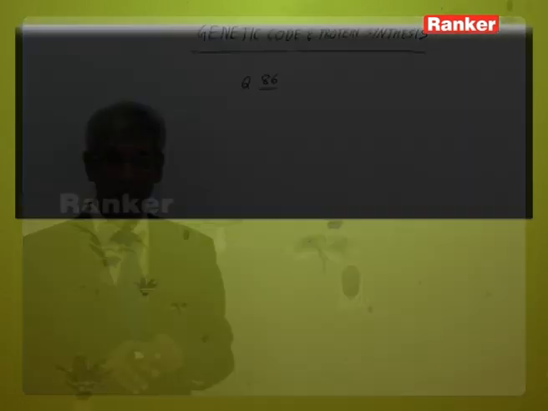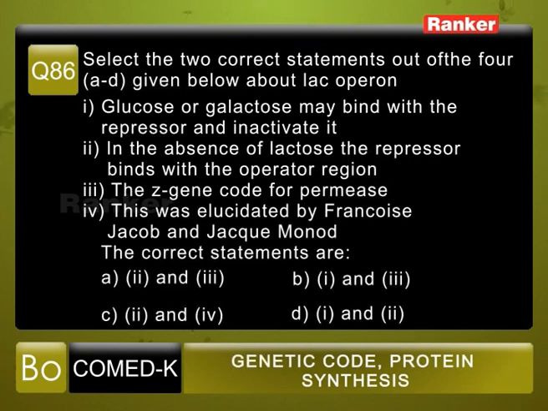Question number 86. Select the 2 correct statements out of the 4 given below about the lac operon. Statement 1. Glucose or galactose may bind with a repressor and inactivate it. Statement 2. In the absence of lactose, the repressor binds with the operator region. Statement 3. The Z gene codes for permease. Statement 4. This was elucidated by Francois Jacob and Jacques Monod.